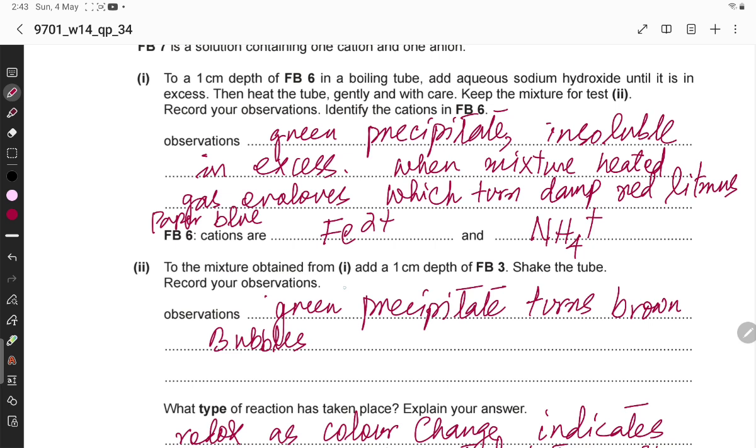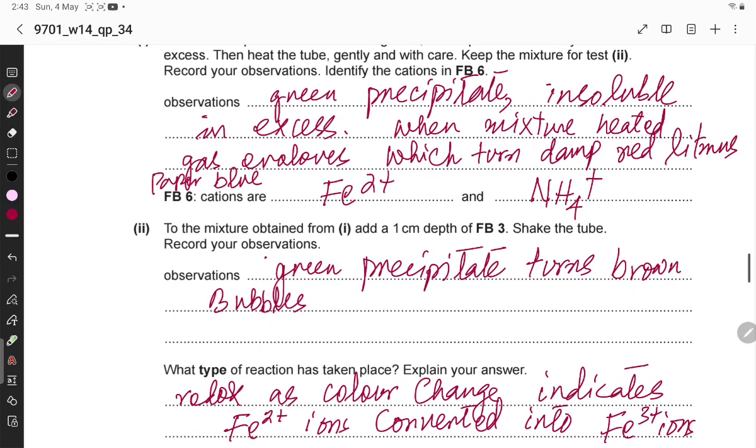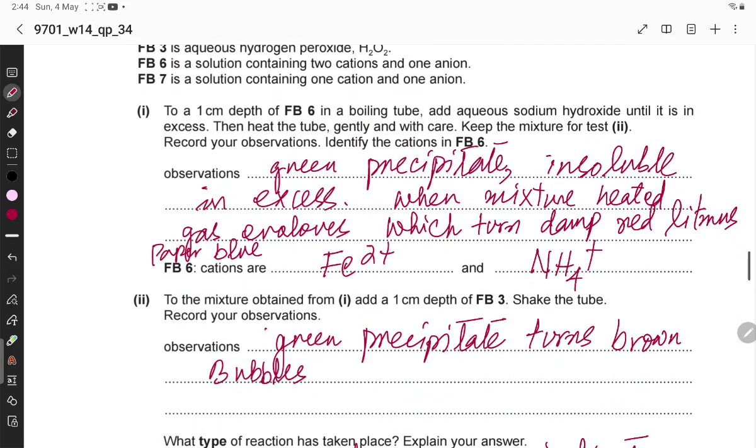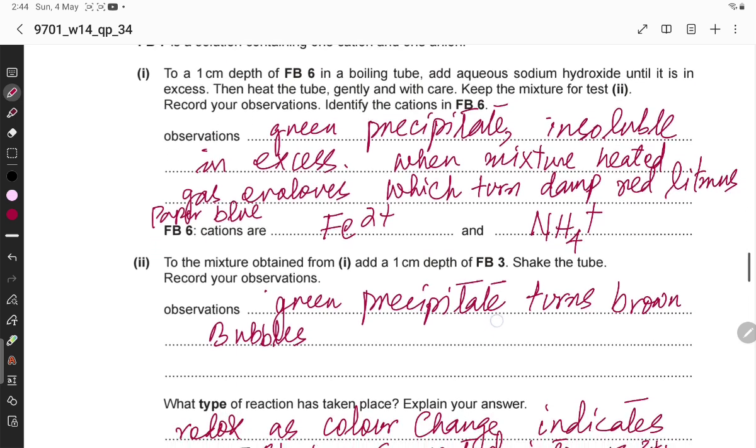To the mixture obtained from part 1, add a 1 cm depth of Fb3, shake the tube, and record your observation. Fb3 is hydrogen peroxide. Observation is the green precipitate turns brown, and bubbles are formed. It means Fb3 is hydrogen peroxide, and we have iron 2 in the Fb6.